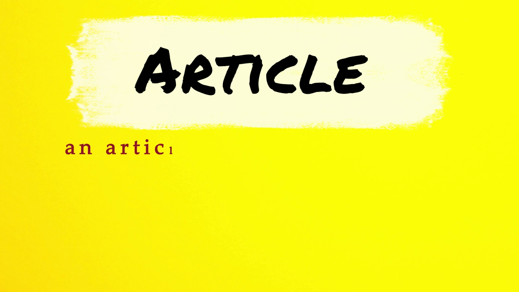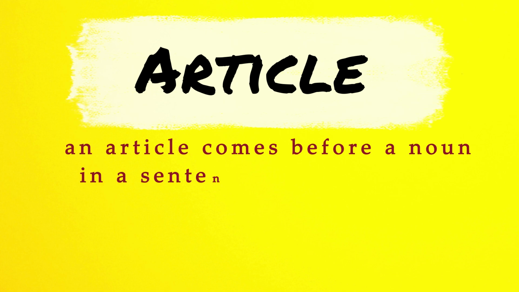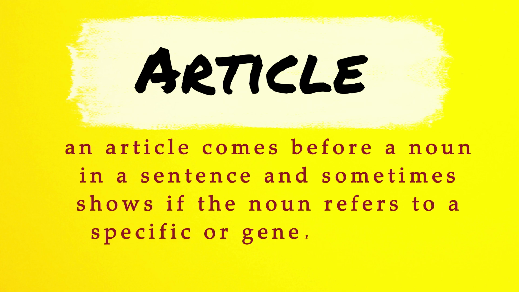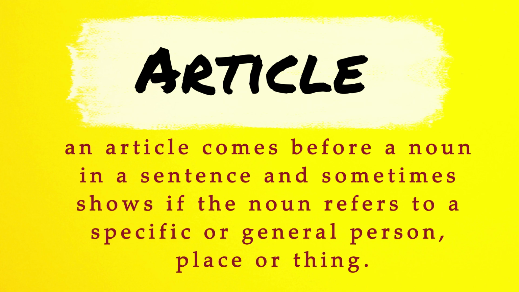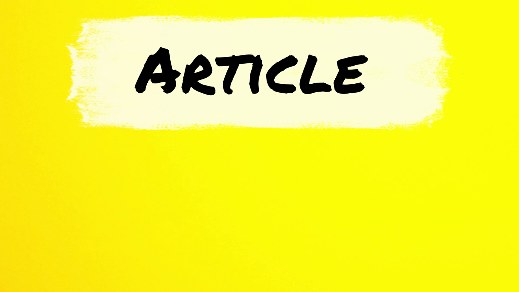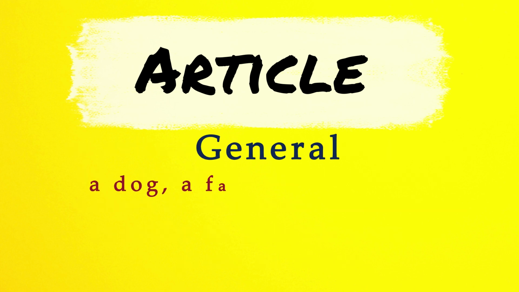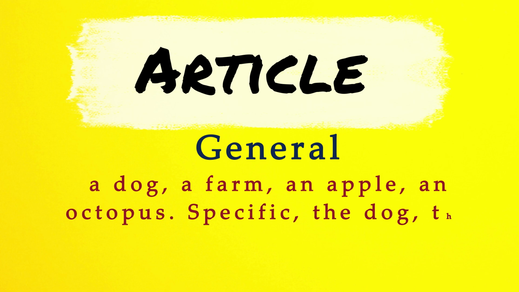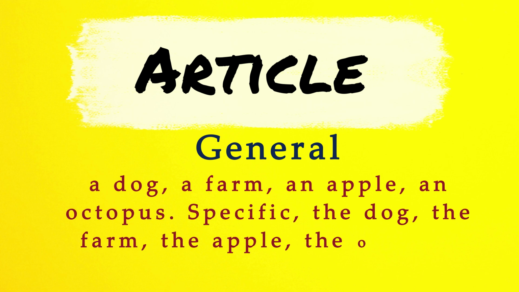Article. An article comes before a noun in a sentence and sometimes shows if the noun refers to a specific or general person, place or thing. General: a dog, a farm, an apple, an octopus. Specific: the dog, the farm, the apple, the octopus.